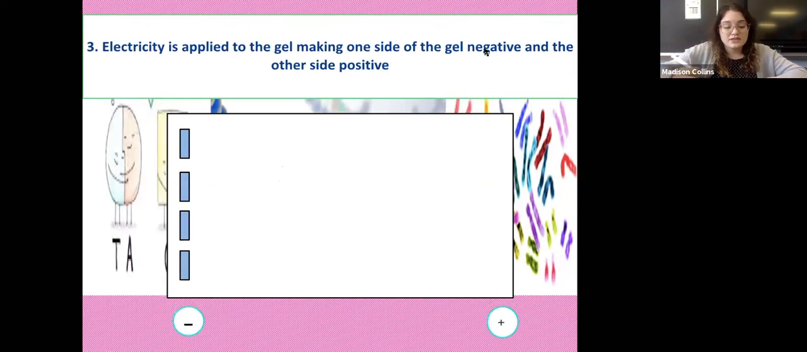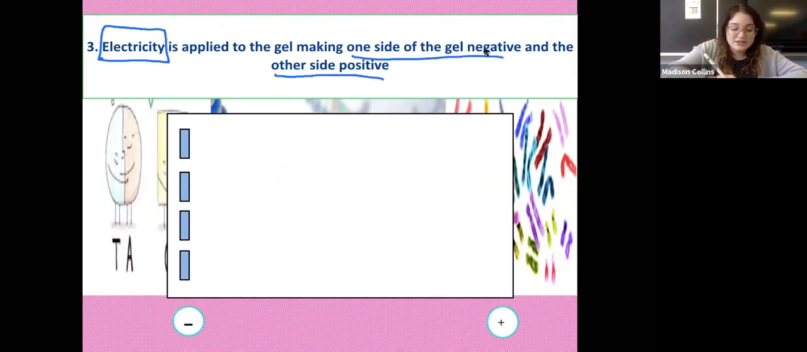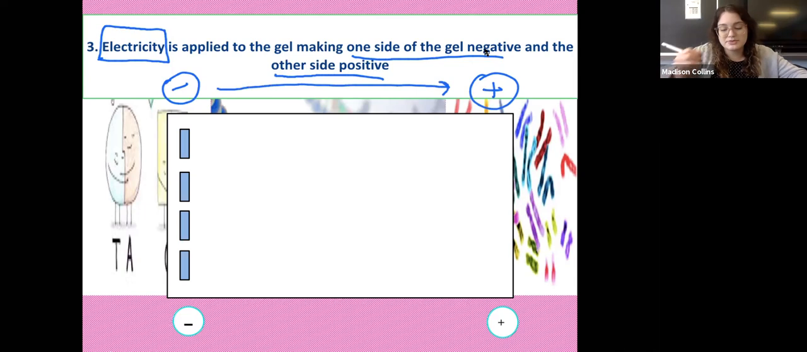Okay. The next thing that has to happen is you have to apply electricity to the gel to make one side of the gel negative and the other side positive. So this end is always going to be negative, where you first place the wells or the DNA samples, and this side is always going to be positive. Right? And this is what allows those DNA samples to move. But why do they move?